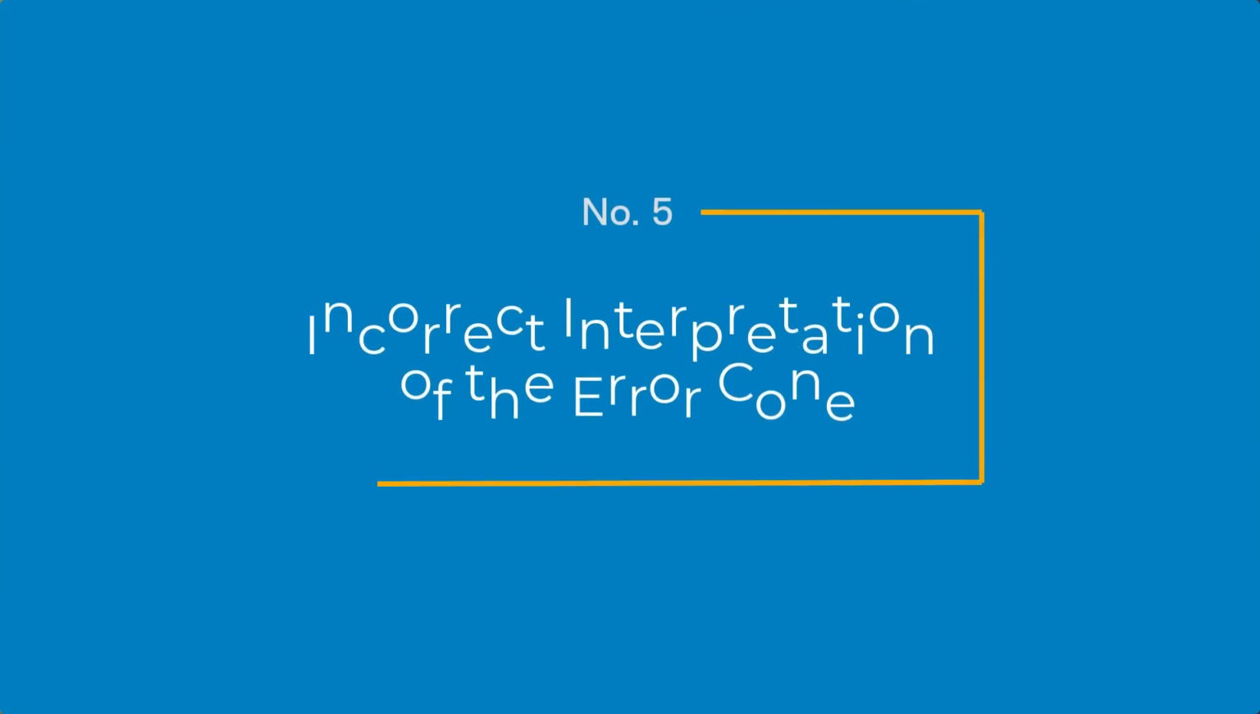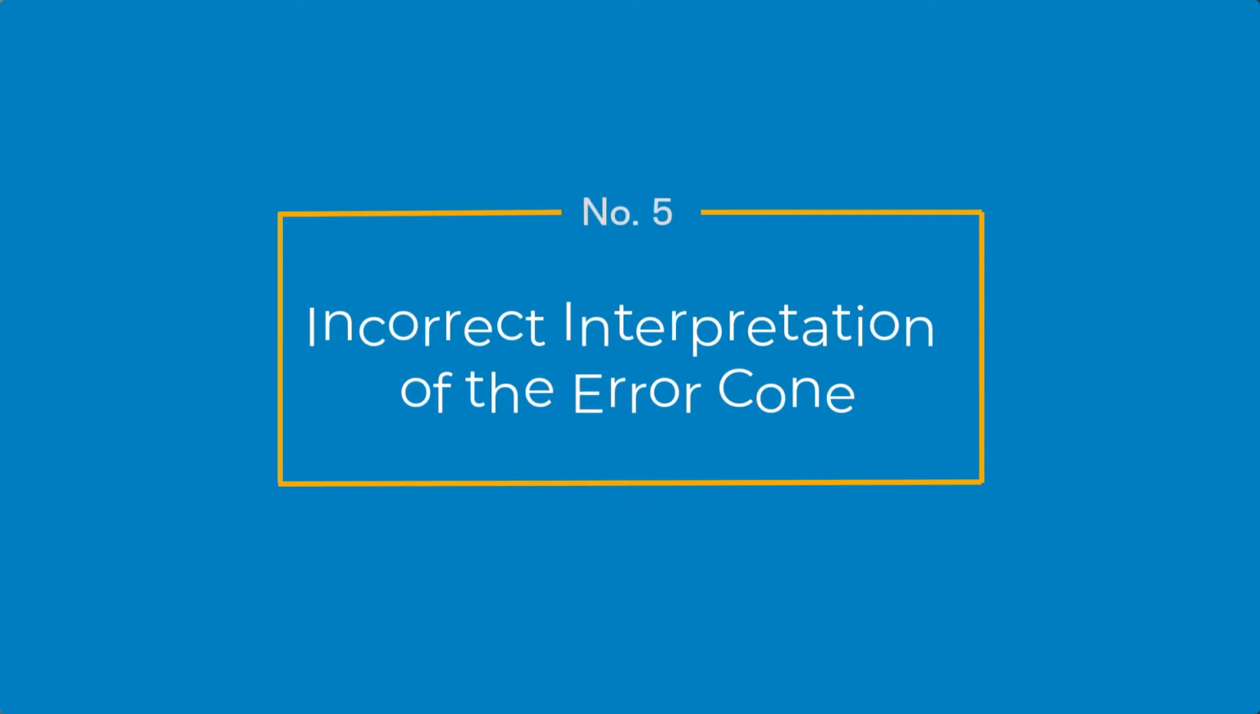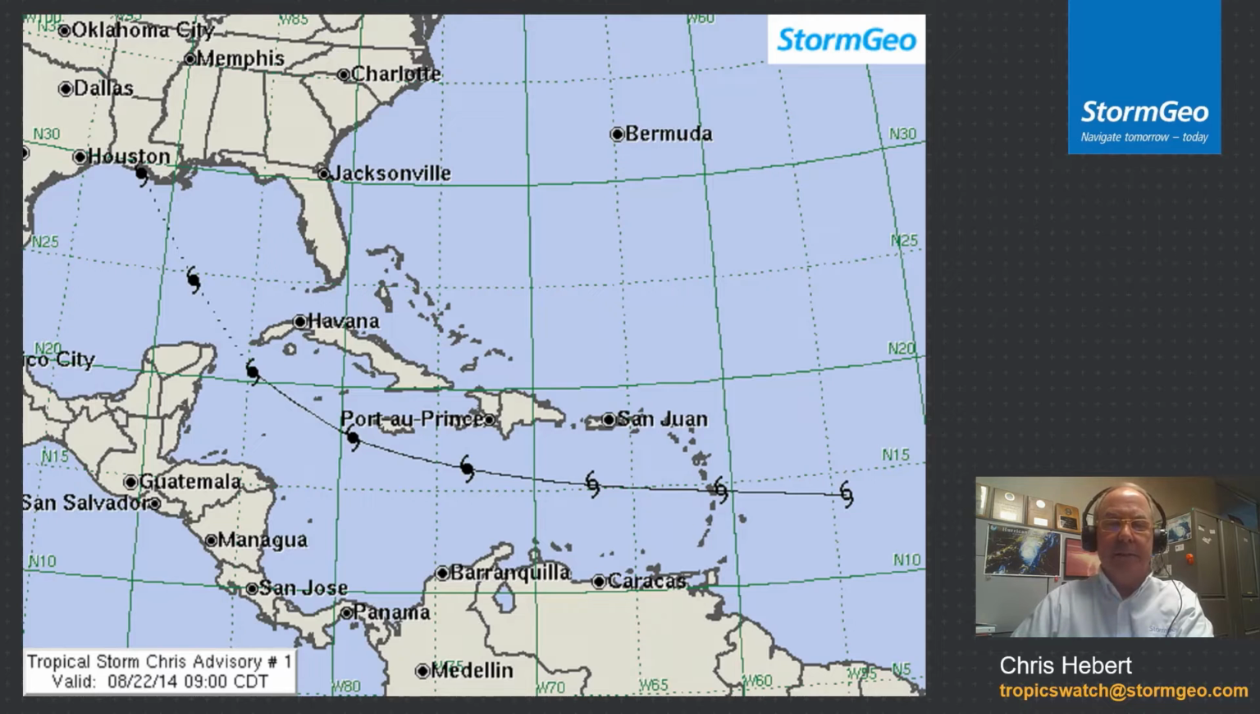Number 5 is the incorrect interpretation of that error cone. We've all seen that error cone around the track of the storm, and we interpret that as being an area where we're potentially threatened by the storm. But that's not really what the cone indicates.